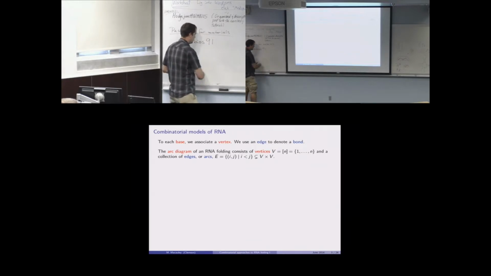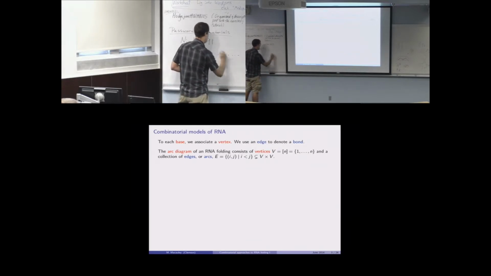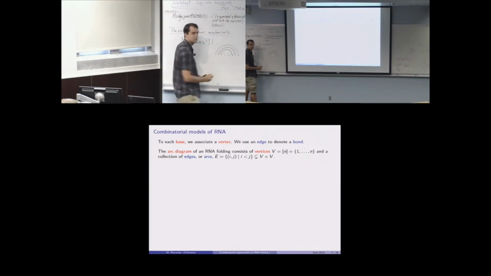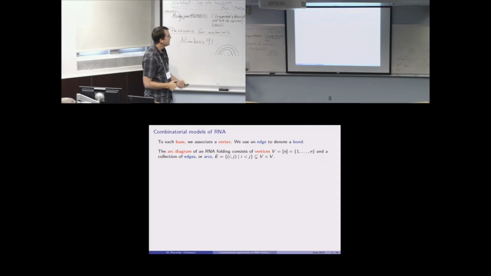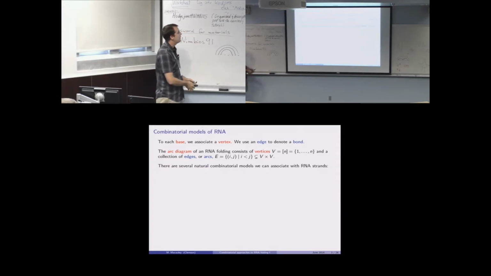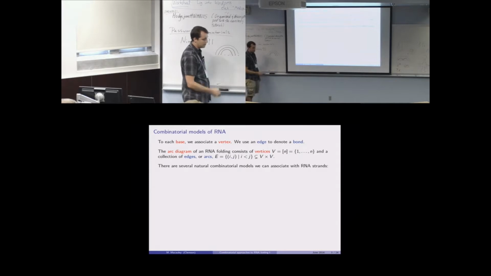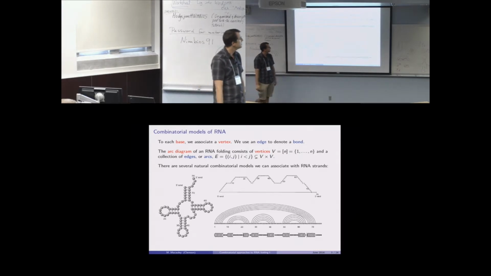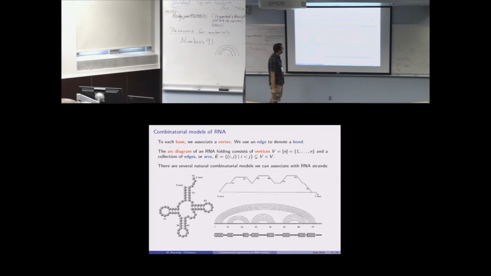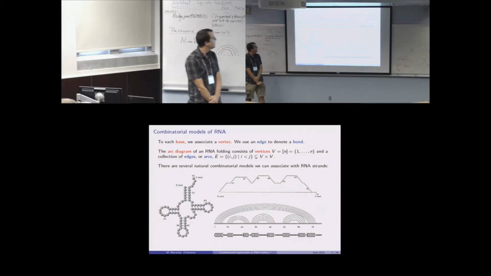So we have a bunch of vertices. And that might bond to this. That might bond to this. Something like that. Let's put one more in there. OK. So there are several natural combinatorial models we can associate with RNA strands. And I think a picture is worth 1,000 words. So here are 4,000 words right here.